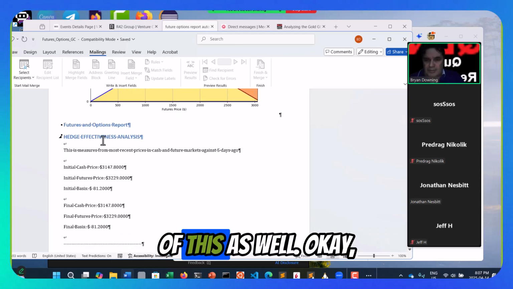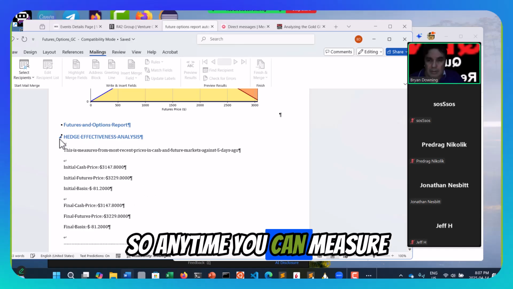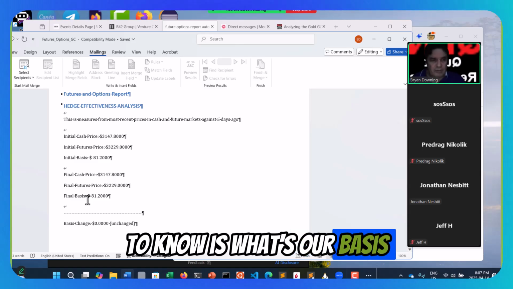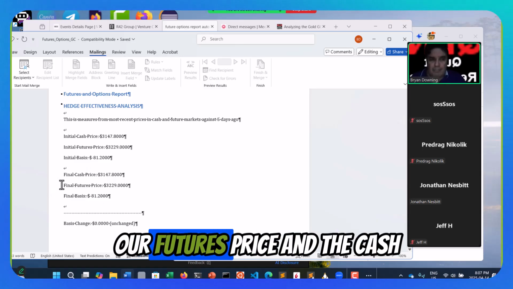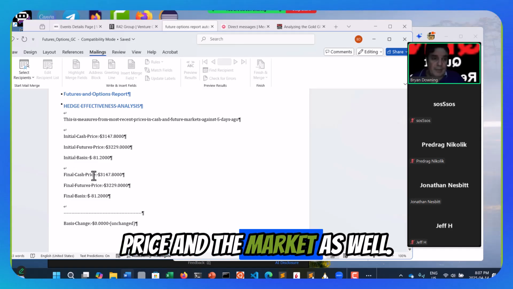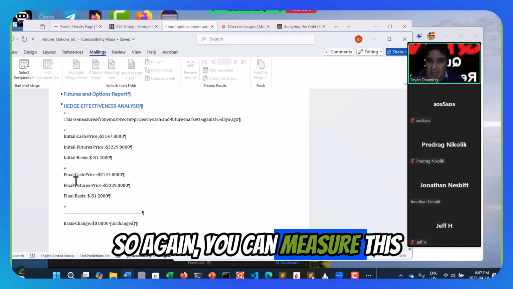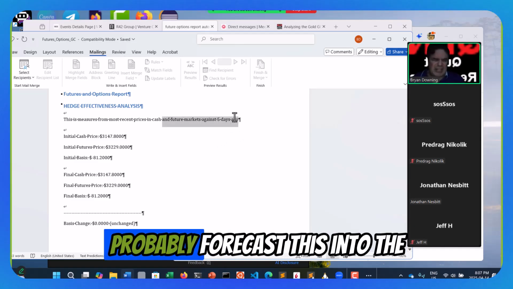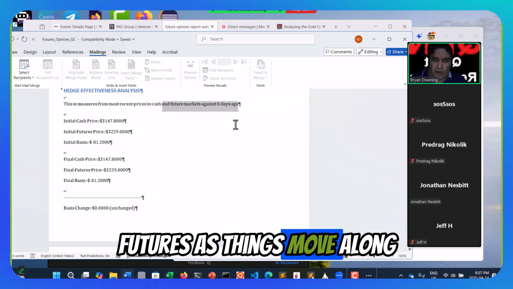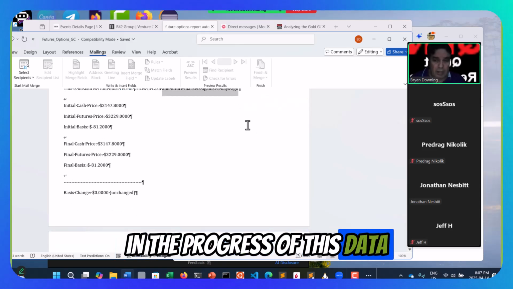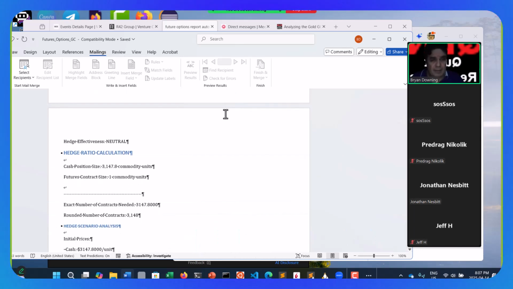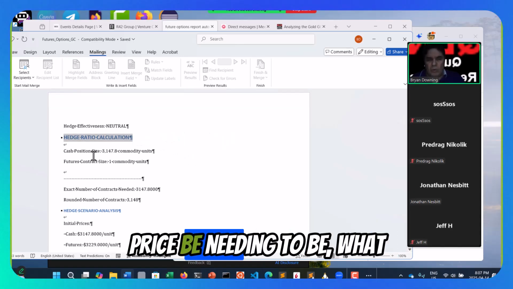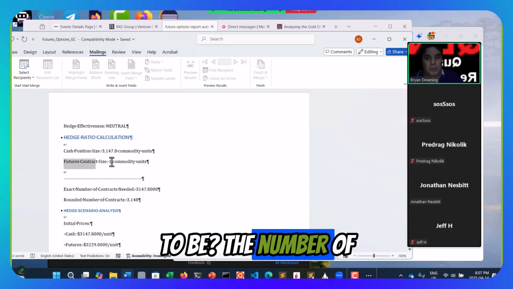There's a hedge effectiveness as well, so at any time you can measure that. And again, what we want to know is what our basis price is going to be based upon our futures price and the cash price in the market as well. Sophisticated, yes. You can measure this based upon futures price against 5 days ago, and you can probably forecast this into the future as things move along. As I said, if you're going to do hedging, what will your cash price need to be? What would your future price need to be?